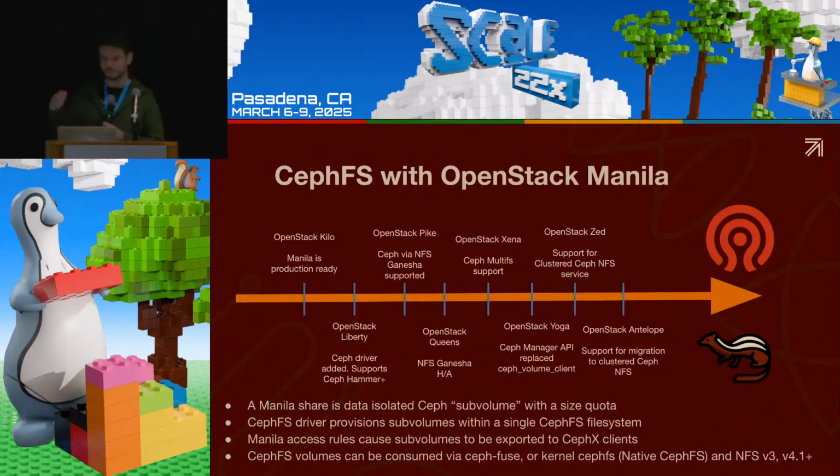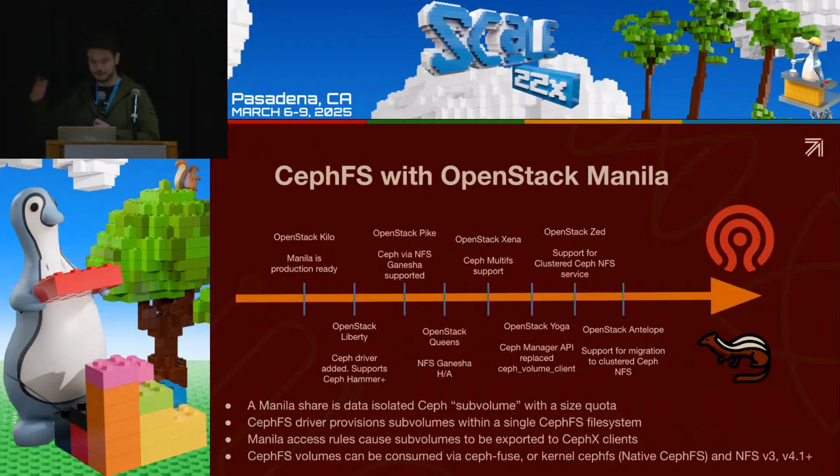The next big milestone was multi-FS support. So what do we mean with multi-FS support? It means that you can have one cluster that has multiple file systems, and each file system will be represented to Manila as one backend, and then you can create shares in those multiple file systems.